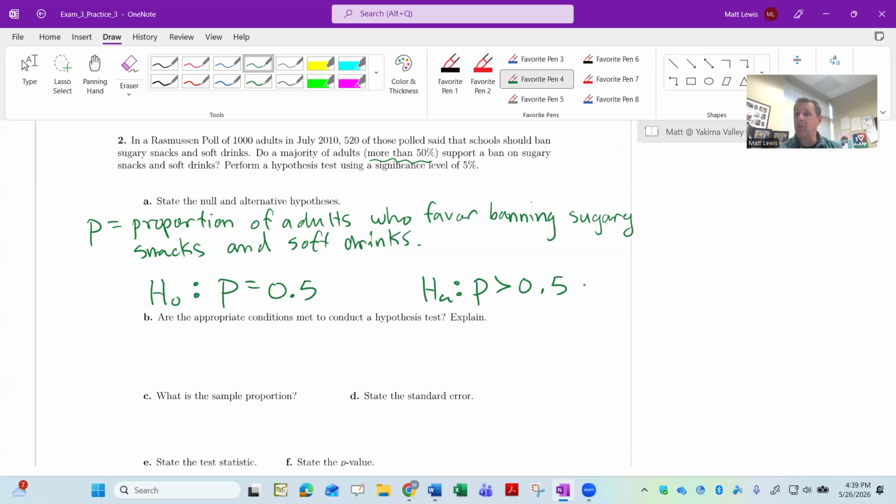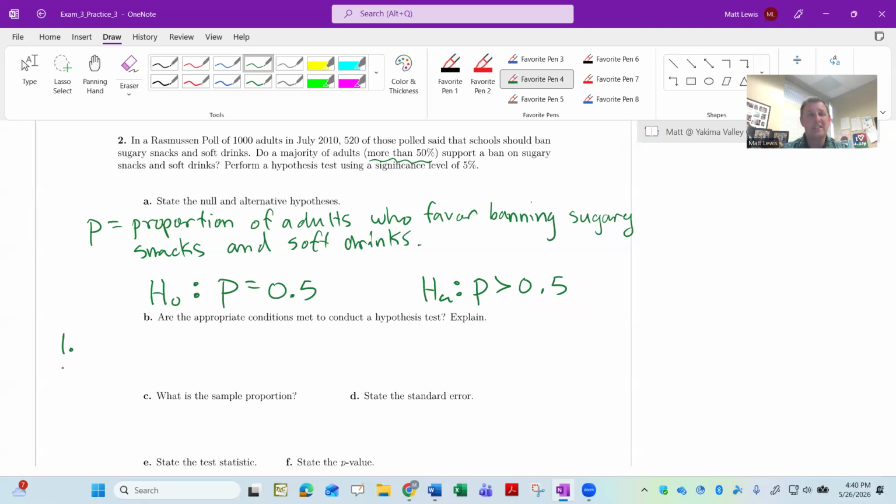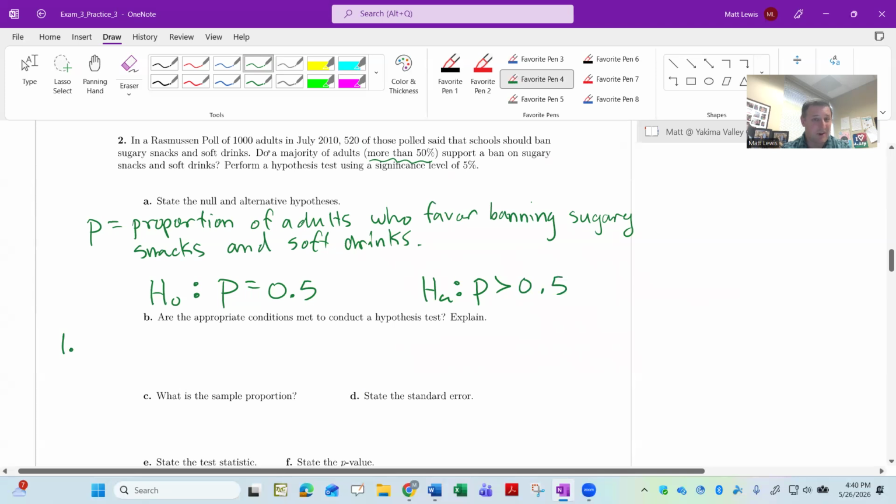All right, so part B asks, are the appropriate conditions met? And remember, it doesn't matter what confidence interval or what hypothesis test type you're talking about. The first condition you're checking is always the same, right? Do we have that independence condition, which means, are we sampling less than 10% of our population? In this case, our population is adults, right? So it's easy to say that 1,000 adults is a lot, but way less than 10% of our population.